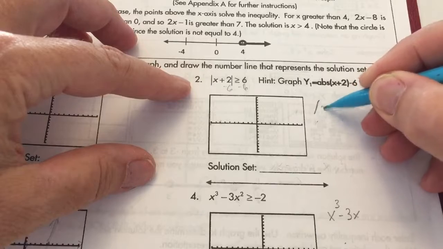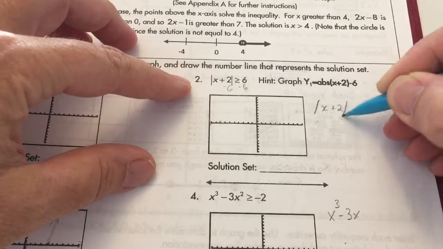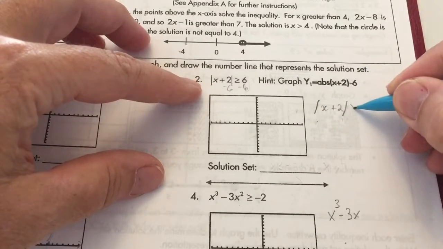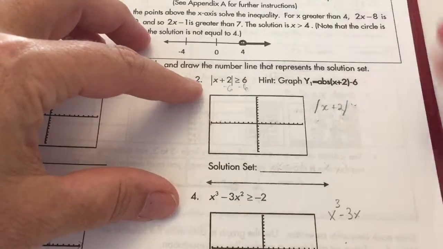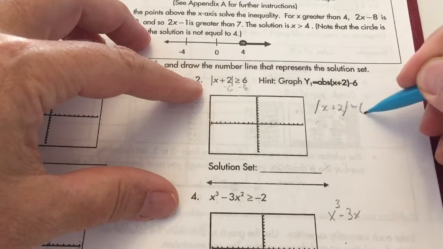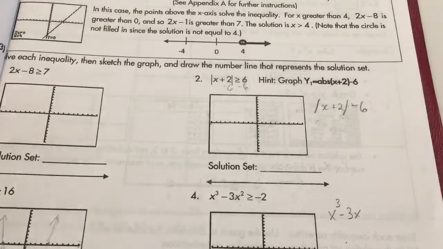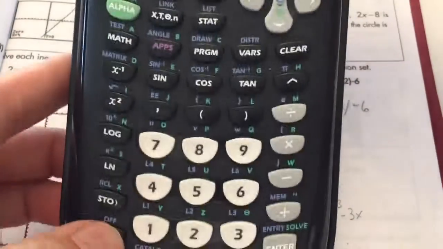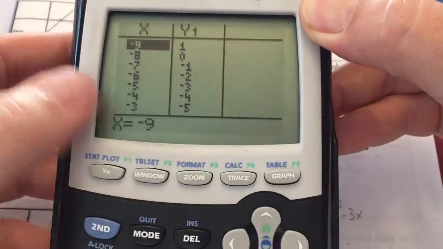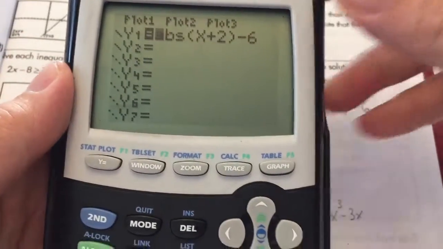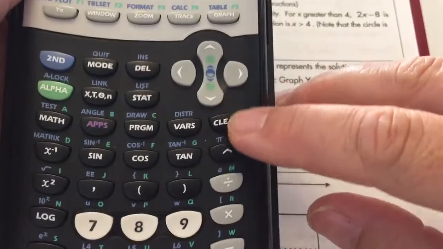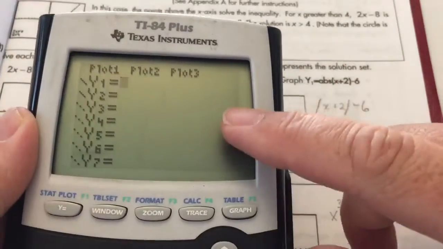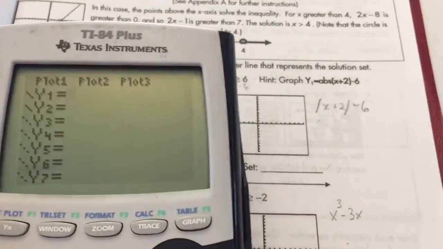And what we're going to graph is the absolute value of x plus 2 minus 6 is greater than or equal to 0. But what we're just going to put into our graphing utility is this function. Now, if you turn on your graphing calculator and go to y equals, I've put this in already, but if you want to clear out anything else that you have, I'm going to clear that out. You press clear to get rid of anything in here.